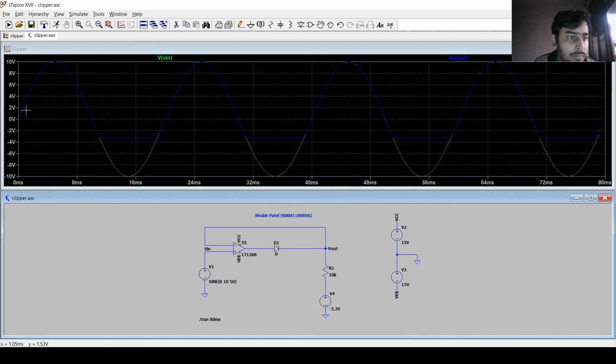As you can see, when the input voltage is greater than the threshold voltage, the output voltage will be equal to the input voltage. And then when it becomes lower than the threshold voltage, the output voltage is equal to the threshold voltage. So that's all for the negative clipper circuit.